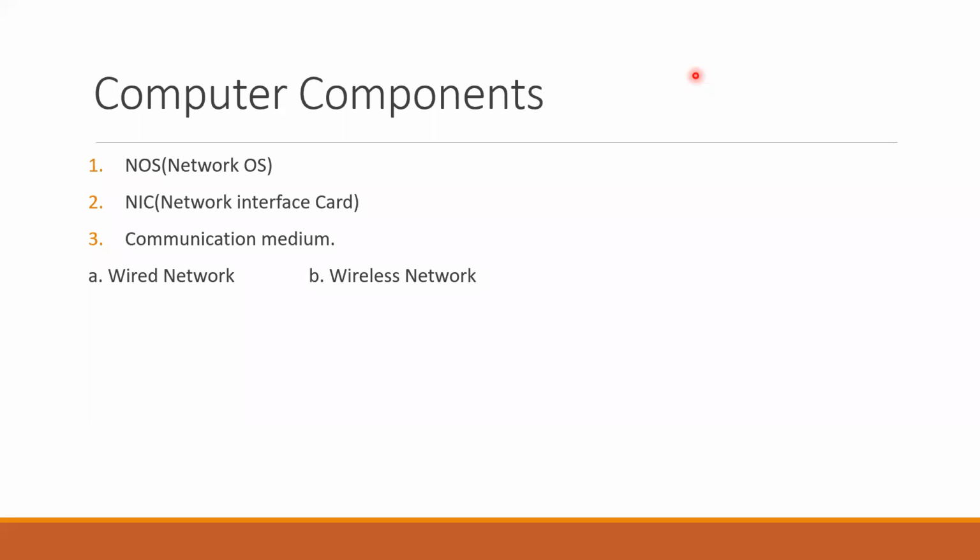What are the components? If I want to connect my computer to the network, what are the basic necessities which should be there? One is NOS, Network Operating System. Next we have NIC, Network Interface Card, and next is communication medium. Communication medium can be wired or wireless.